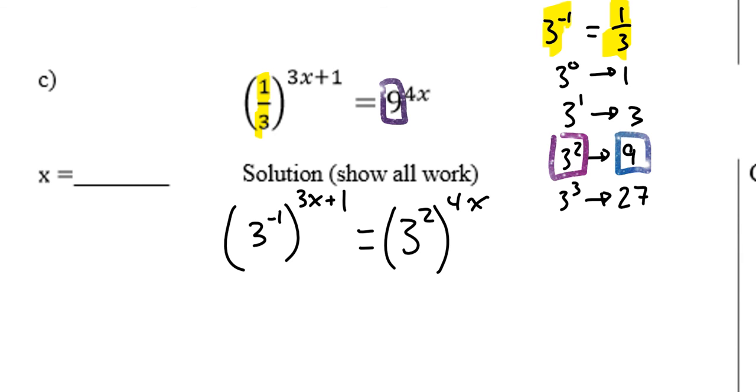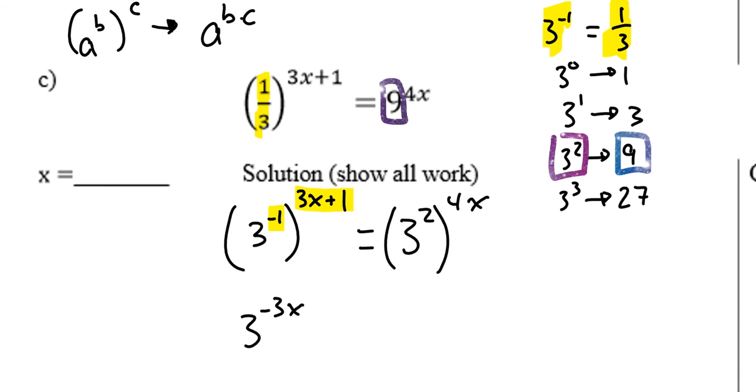The last thing I'm going to do is apply the rule power to a power. If you'll recall, if I have a power, like for example, if I have a to the b, and that's getting raised to the c power, the shortcut for that is a to the b times c power. So I'm just multiplying the original exponent times the exponent outside. A little bit of care is required here, because I am going to have to multiply this negative 1 by both the 3x and the 1. And when I do that, this will become 3 to the negative 3x minus 1. And on the other side, that's going to be 3 to the 8x.